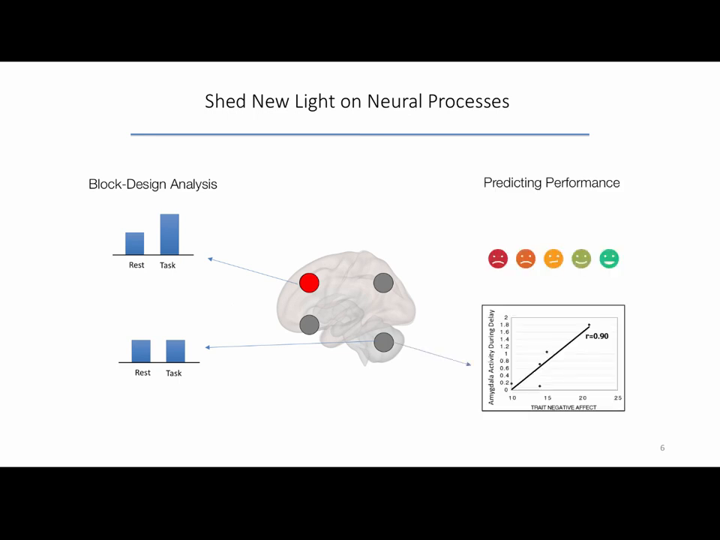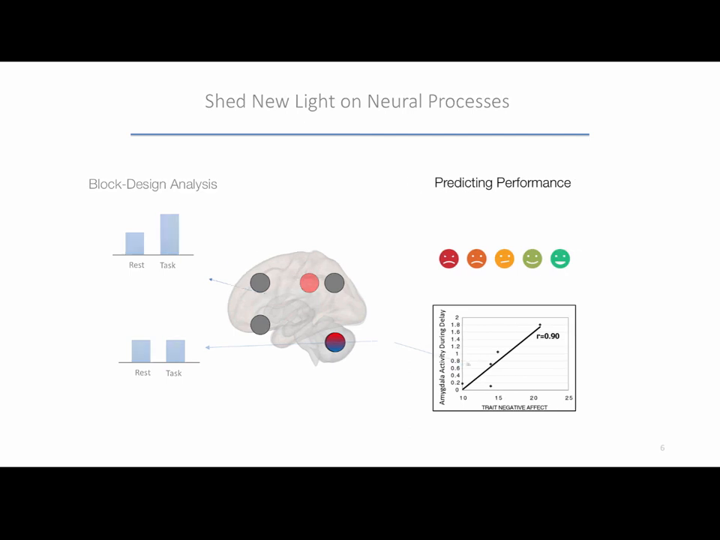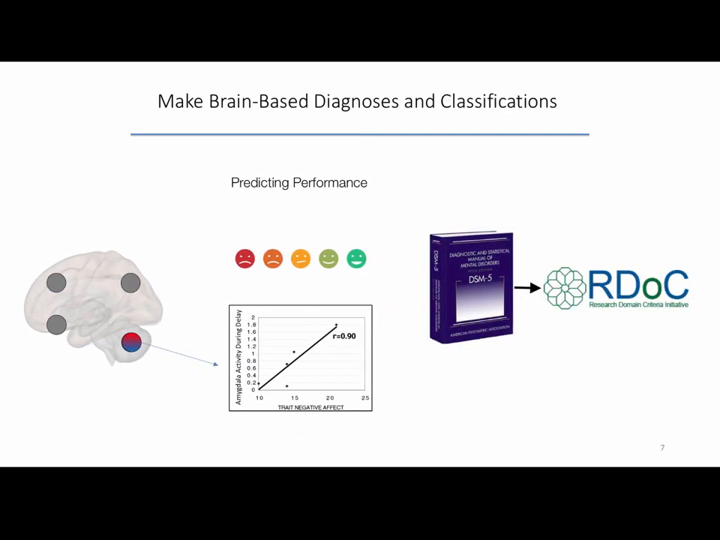But we might start to look at an individual differences framework or a performance prediction framework and find that there's actually another region where people who perform better on this task have stronger activity in this lower right region than people who don't. Even though on average across the group it doesn't look like anything's going on, by looking at individual differences, we can say, hey, maybe this region is also important for performing the task and performing it well.